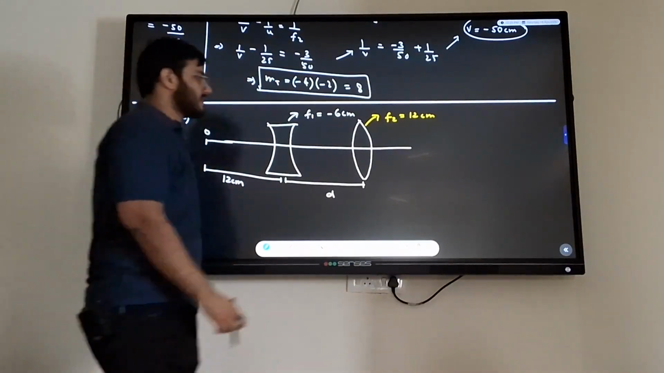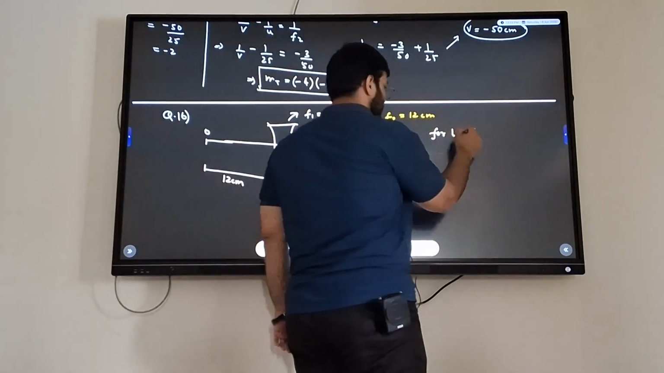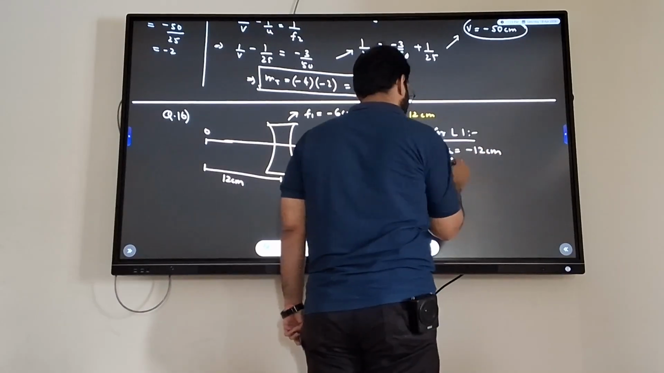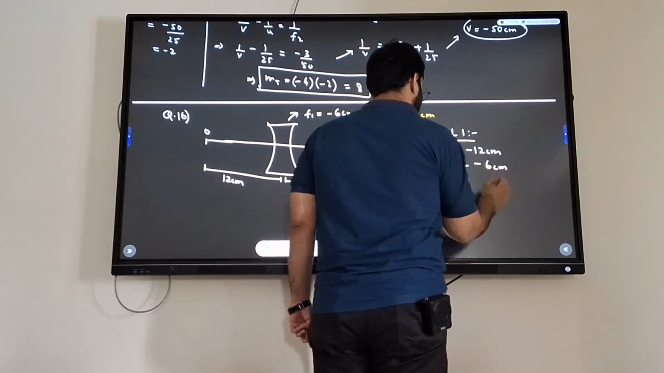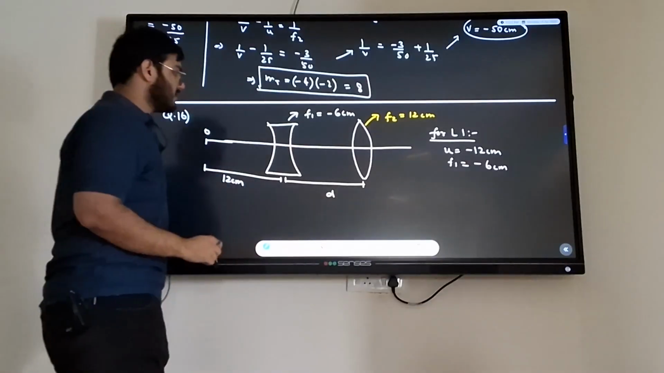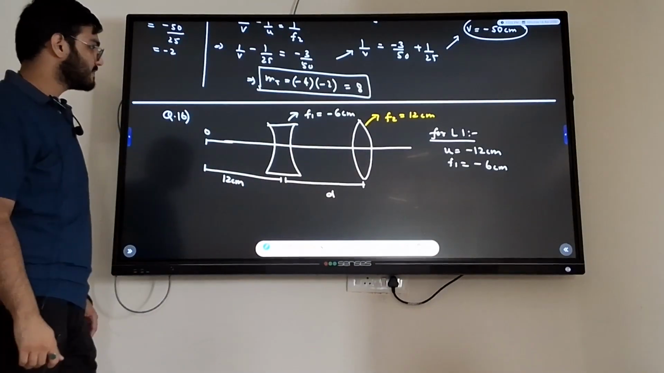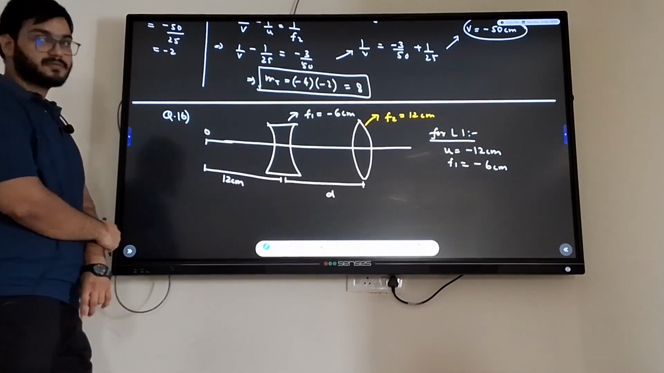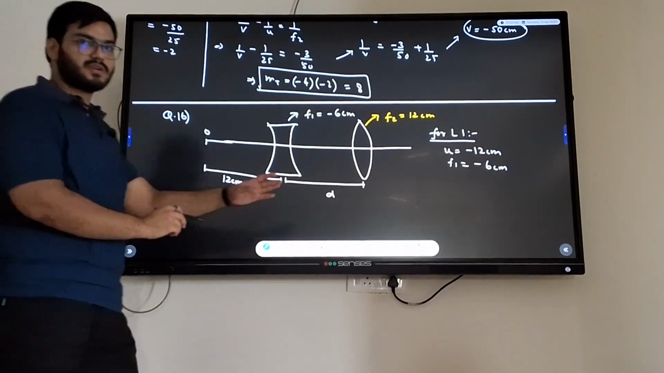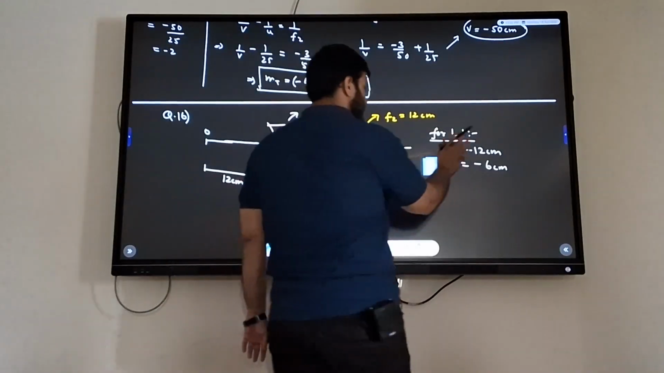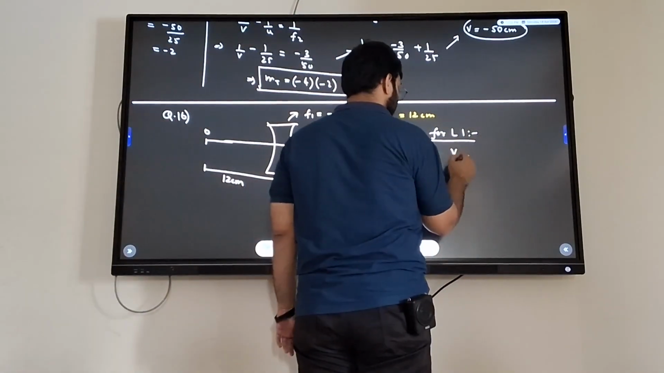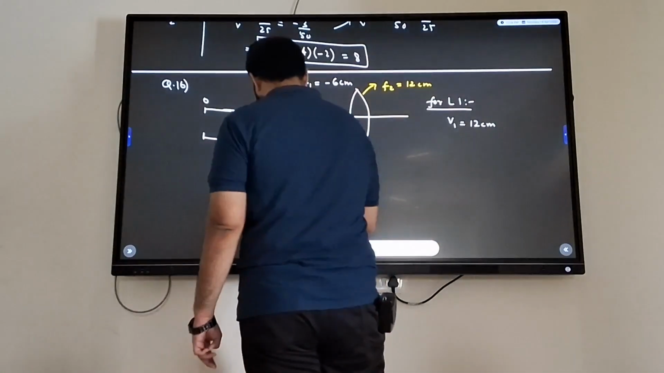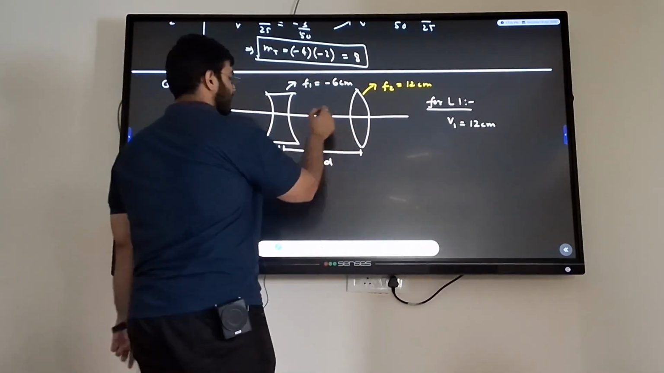For L1, what is the information? u is equal to minus 12. What is f1? Minus 6. Achha, by the way, your object is placed at 2f, no? Yes, sir. Your object is placed at 2f, then where will your virtual image be found? At 2f. So I don't have to do calculation. It's okay. So your v1 is going to be 12 centimeters. Somewhere here, I don't know where.